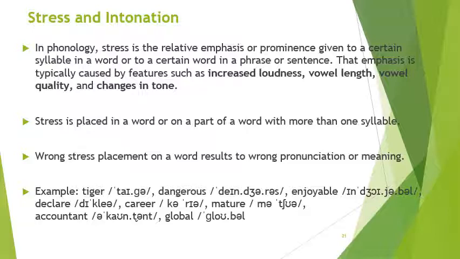Wrong stress placement in a word results in problems with pronunciation or meaning. Whenever you are placing a stress on a wrong syllable, you risk what? Pronunciation, and you risk meaning changes. So an example of the stress can be what? Tiger, placing a marker on top of the syllable, before the syllable. Tiger, here you are placing the emphasis or the bold quality on the first syllable, ti. Then dangerous, placing it on the first syllable.